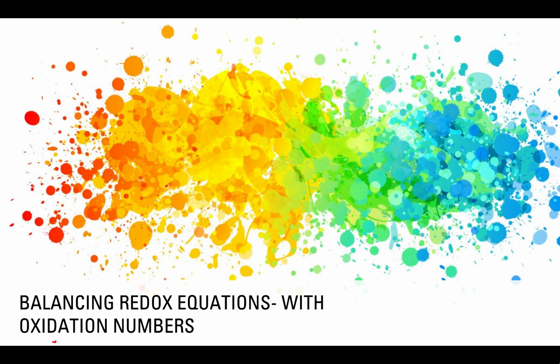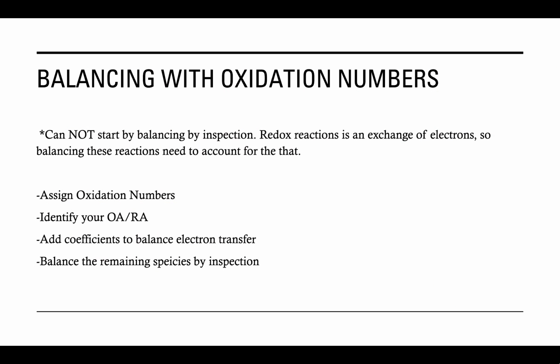So when we're taking a look at balancing with redox, there's a few things we'll just have to go over first. One of them being that when you are balancing, you must use oxidation numbers. You cannot balance by inspection. So inspection just means how you would normally balance, like look at how many you have on the product side, how many is on the reactant side, and make it the same. We can't do that, and that's because redox reactions are all about the exchange of electrons. So everything is based on that.